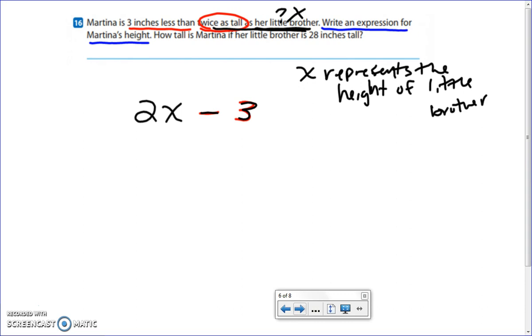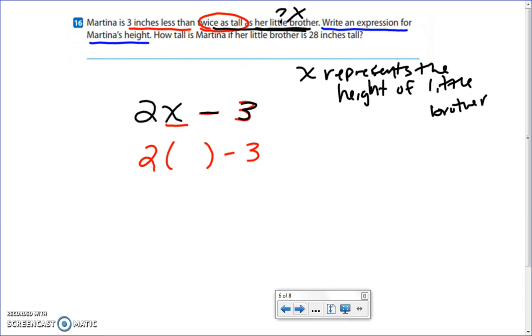Now I need to make sure that's part of my answer, because even though it doesn't have a question mark on it, that is still part of what needs to be done. It says, how tall is Martina if her little brother is 28 inches tall? So again, we're going to use substitution. Instead of x, I know how tall he actually is right now. I can take out the letter and put in the number. I won't write everything exactly the same except for where the variable used to be.